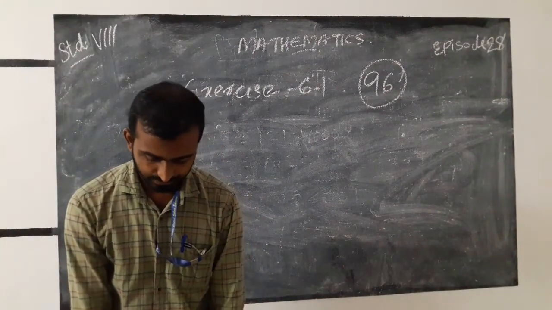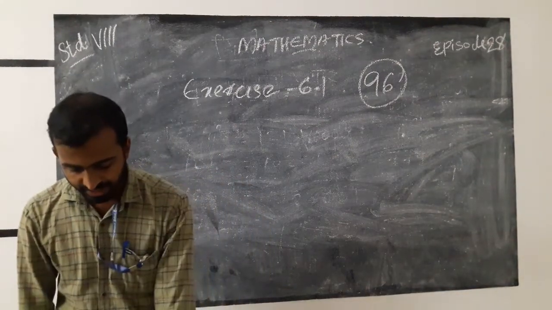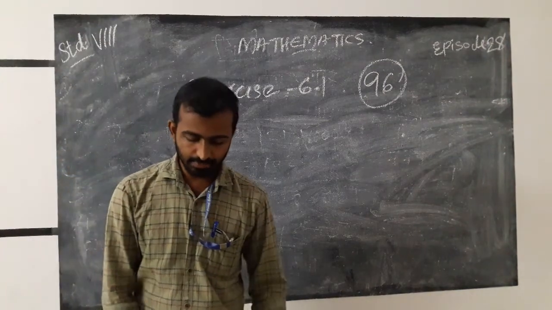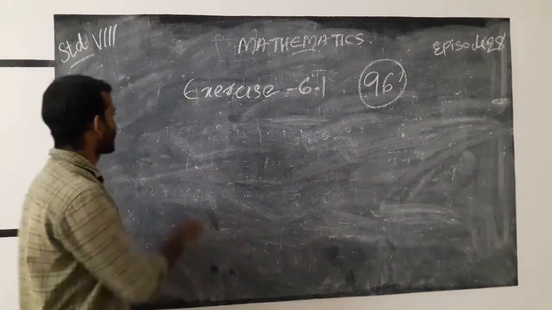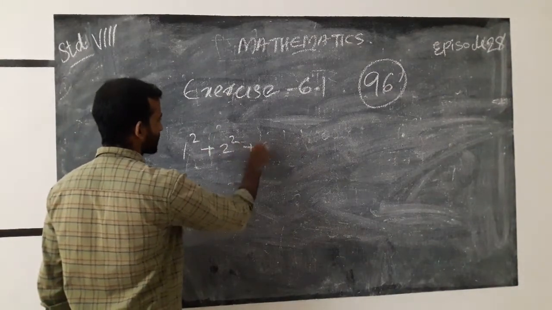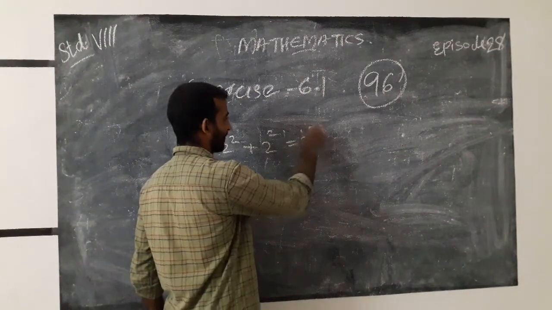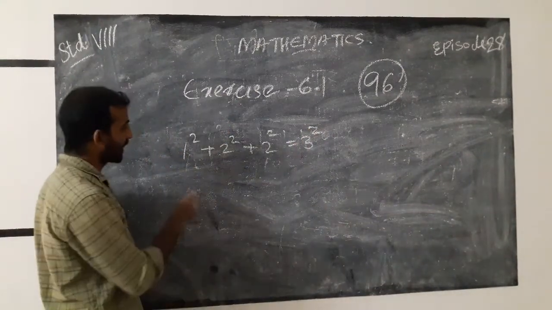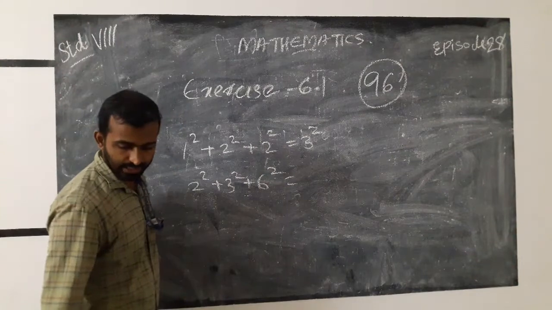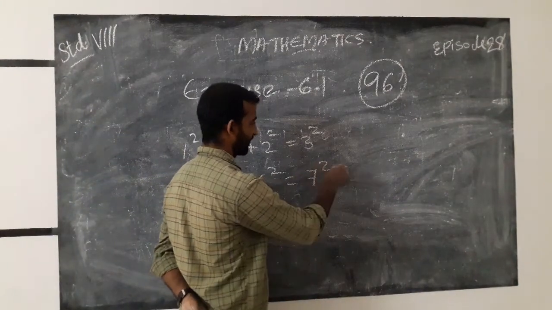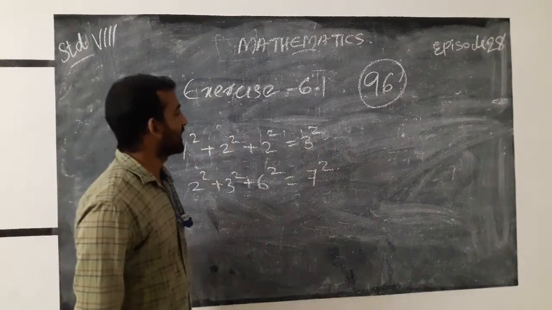Sixth question is, using the given pattern find the missing numbers. Using the given pattern find the missing one. That is, first one is 1 square plus 2 square plus 2 square equal to 3 square. And next one is 2 square plus 3 square plus 6 square. We get 7 square. That is 1 plus 4 plus 4 we get 9. That is 3 square means 9.